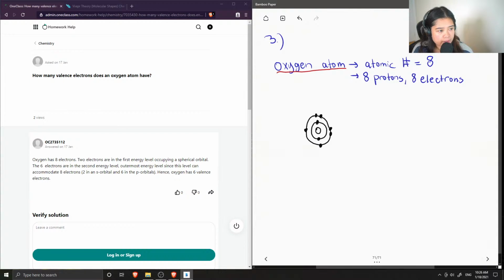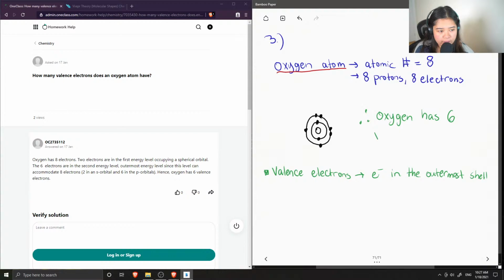So when we refer to the valence electrons, these are the electrons in the outermost shell. So if we look at the oxygen atom diagram that we drew, there are 8 electrons in total, but there are only 6 in the outermost shell. So therefore, we can say that oxygen has 6 valence electrons.